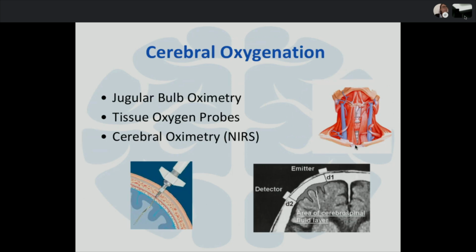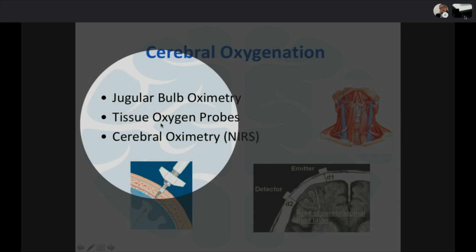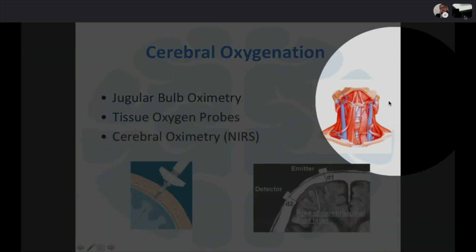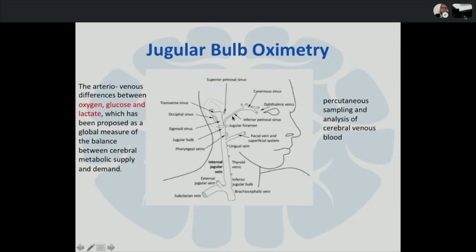And to do this, the first thing that we can do is to measure the cerebral oxygenation. These are the options that we have: jugular bulb oximetry, tissue oxygen probes, and cerebral oximetry. Here you have three nice pictures of all the methods, and we are going to start by discussing the jugular bulb oximetry. You probably know this method. It's a very old method, more than 20, 30 years ago.